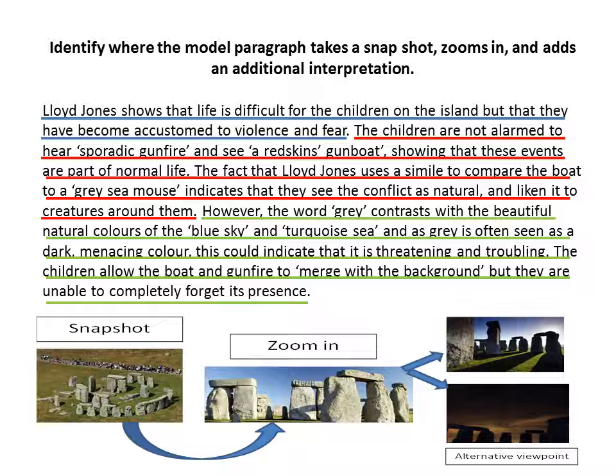The children allow the boat and gunfire to merge with the background, but they are unable to completely forget its presence. Okay, so in there you're talking a lot about techniques, so simile and contrast. You've got a very, very clear opening that lets the marker see exactly what you're talking about, and you've done the language analysis. So there's plenty of quotes in there, although they're very short, there's a lot of them, and that shows that you're reading widely through the passage and that you're really thinking in detail about the words that Lloyd Jones is using.